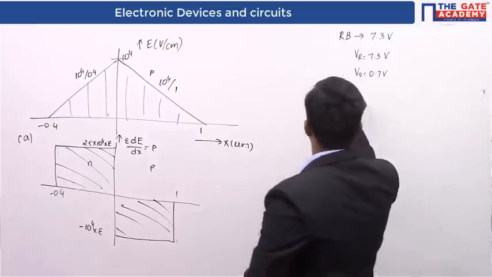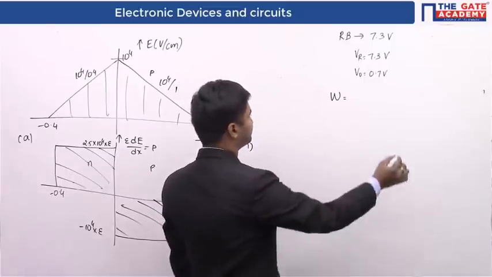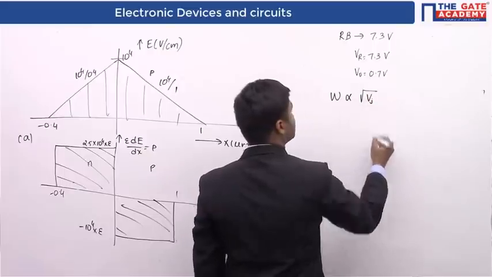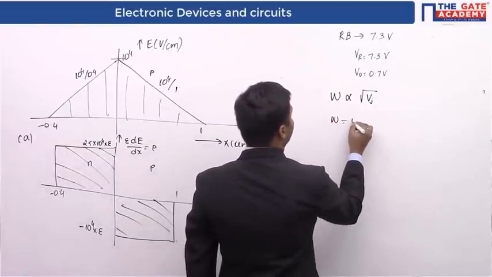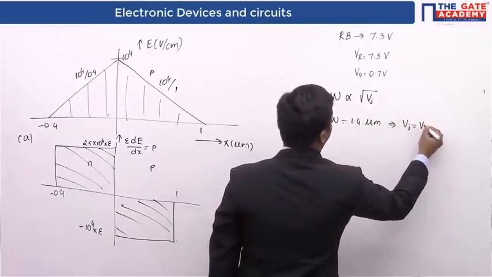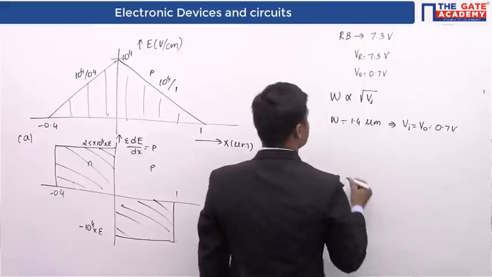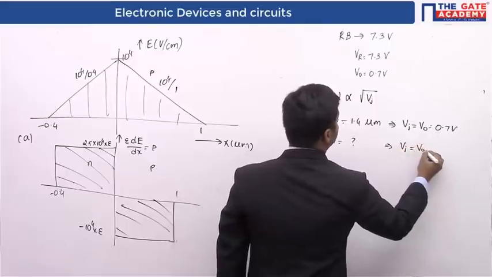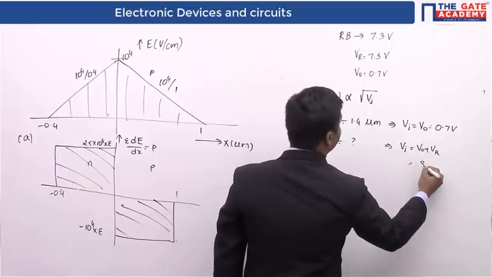The width of the depletion region is proportional to the square root of the total voltage at the junction. We know the width of the depletion region is going to be 1.4 micrometers when you are applying Vj, which is just the built-in voltage. What is the value? The built-in voltage is going to be 0.7 volts. And we have to find out the value of W, the depletion width, when you are having the Vj, which is V0 plus Vr. We know that the junction voltage is the sum of the built-in voltage and the reverse bias voltage, which here is going to be 8 volts.